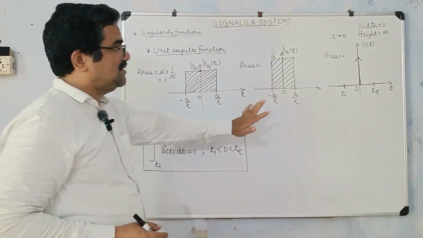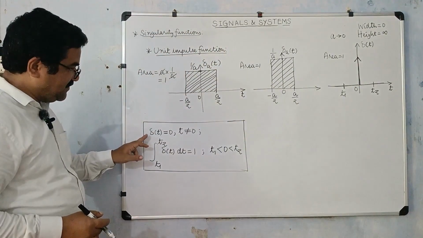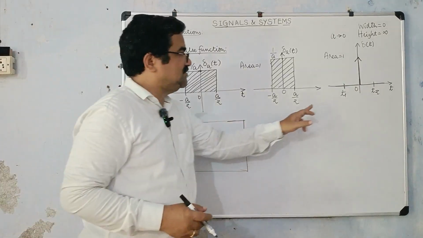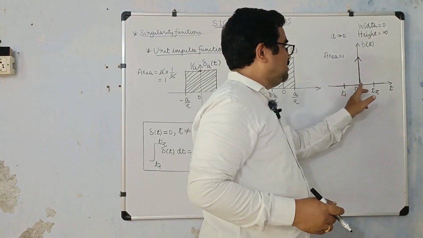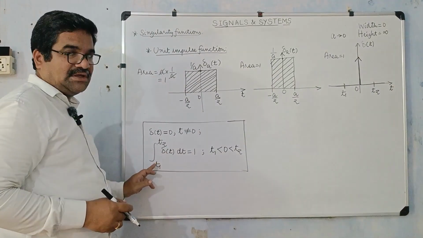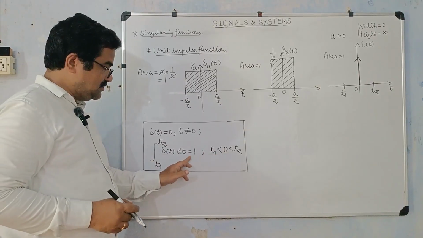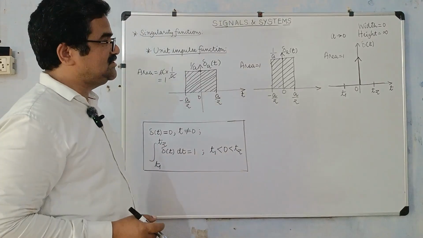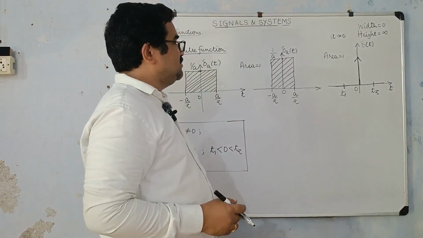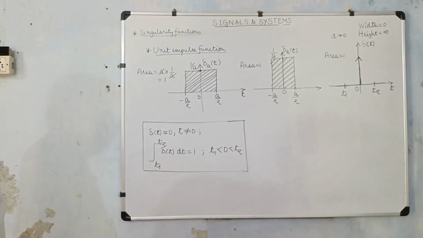So this is called as unit impulse function, and it is defined as delta of t is equal to 0 for t not equal to 0, and if I am integrating between any two limits which is including 0, then it is equal to 1, that is area is equal to 1. So this is what is unit impulse function.